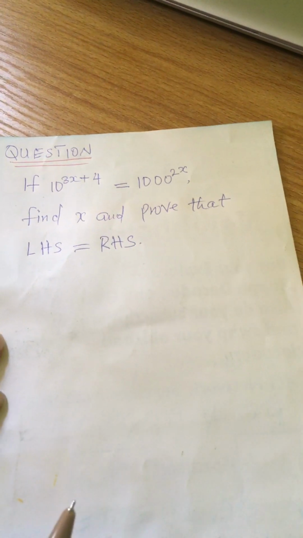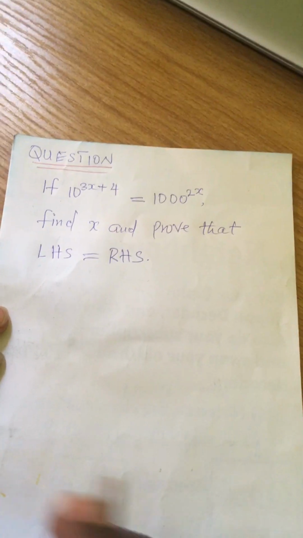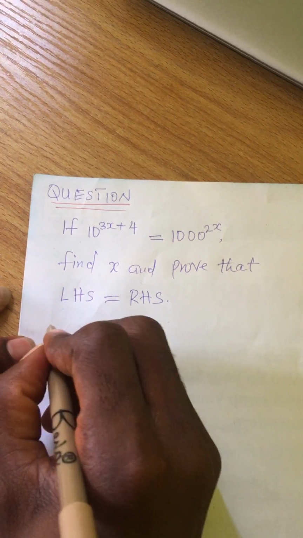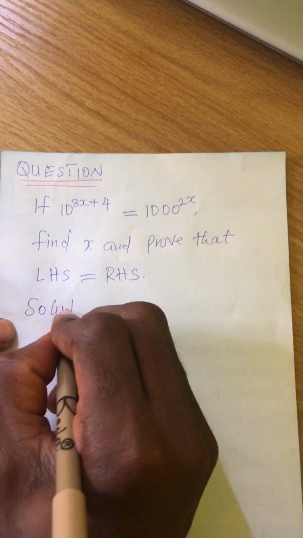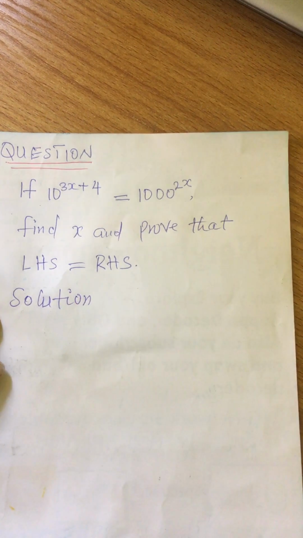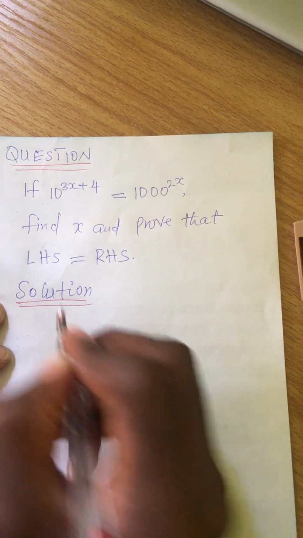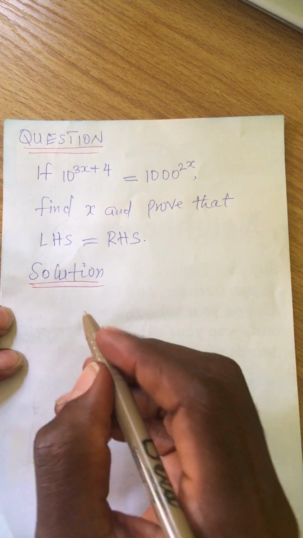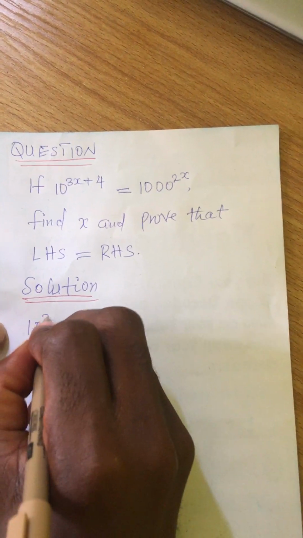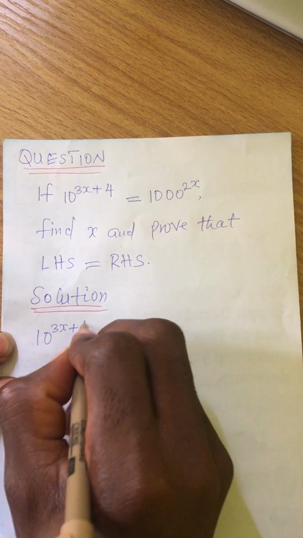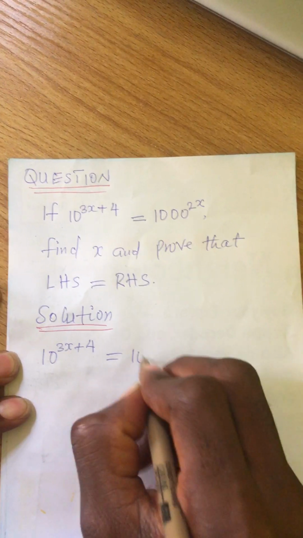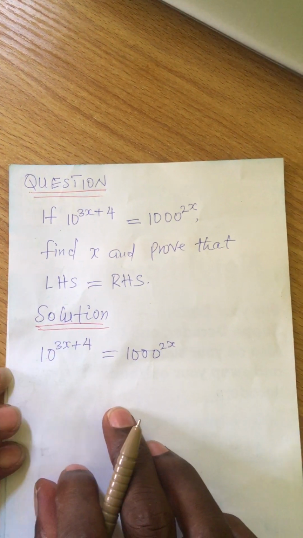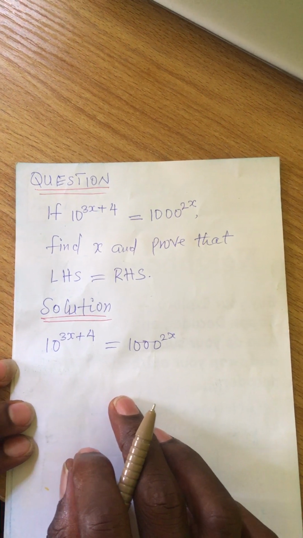And so without wasting much time, we're just going to go ahead and start to see how we can solve the problem. And before we start solving, let's just write solution. So let's bring back the question down, and the question says 10 raised to the power 3x plus 4 equal to 1000 raised to the power 2x. And this is an initial equation from indices.